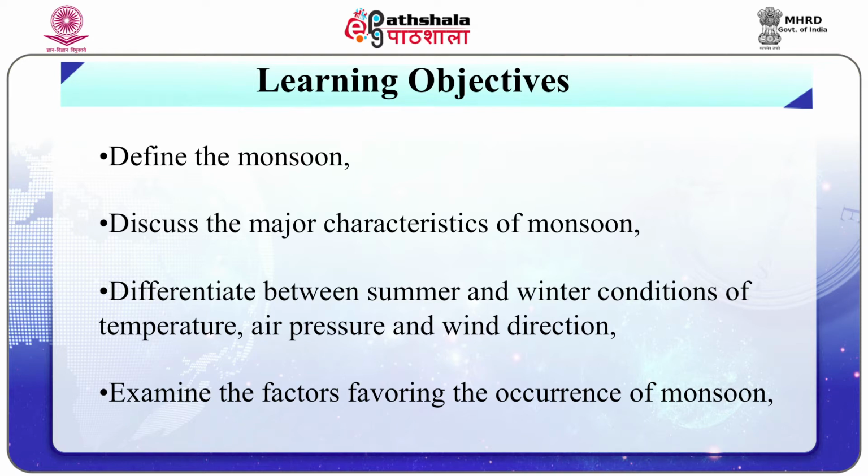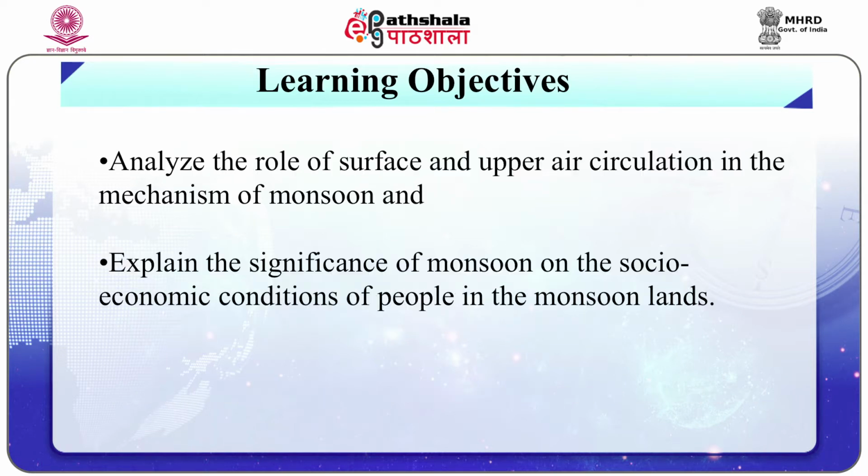Objectives of the study. After studying this module, you will be able to define monsoon, discuss major characteristics of monsoon, differentiate between summer and winter conditions of temperature, air pressure and wind direction, examine factors favoring occurrence of monsoon, explain different theories related to origin of monsoon, analyze the role of upper and surface air circulation, mechanism of monsoon and explain the significance of monsoon on the socio-economic part of life.